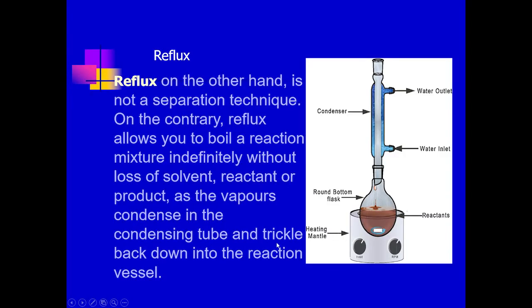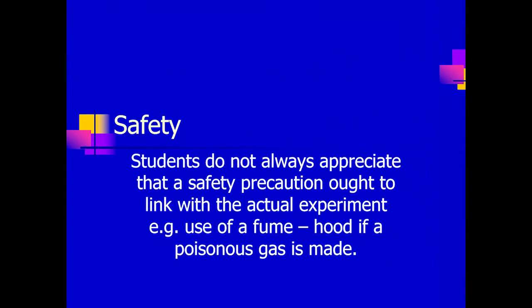The very important point is reflux. Reflux is not a separation technique. On the contrary, reflux allows you to boil a reaction mixture indefinitely without loss of solvent, reactant or product, as the vapors condense in the condensing tube and trickle back down into the reaction vessel. Basically, this reflux technique is used so that all the reactants come in contact and react together. If the boiling point of the substances is just above room temperature, vapors can evaporate. The purpose of this condenser is to condense those vapors back into the flask to get the maximum reaction and the maximum contact of the particles with all of the reactants. So this is the purpose of the reflux condenser above the flask.